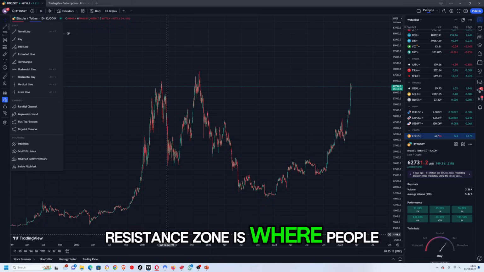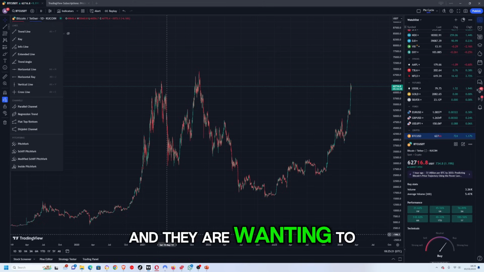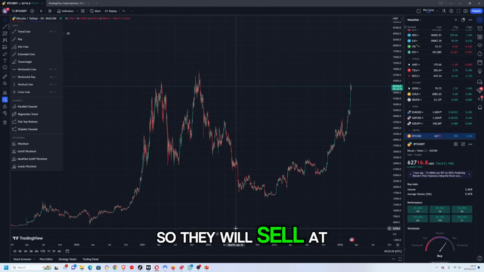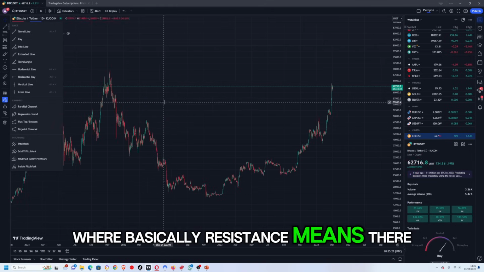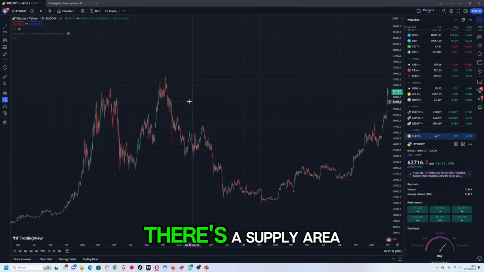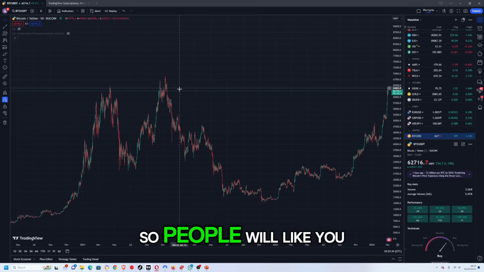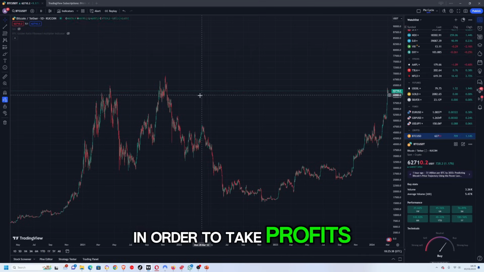A resistance zone is where people are more likely to sell their assets. They have bought lower and they want to take profits, so they will sell at a resistance zone, where basically resistance means there is supply, there's a supply area, so people are likely to sell in that area in order to take profits.